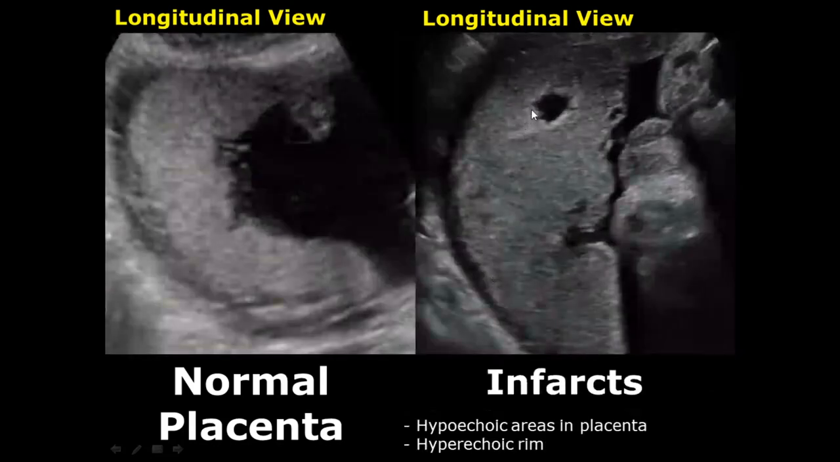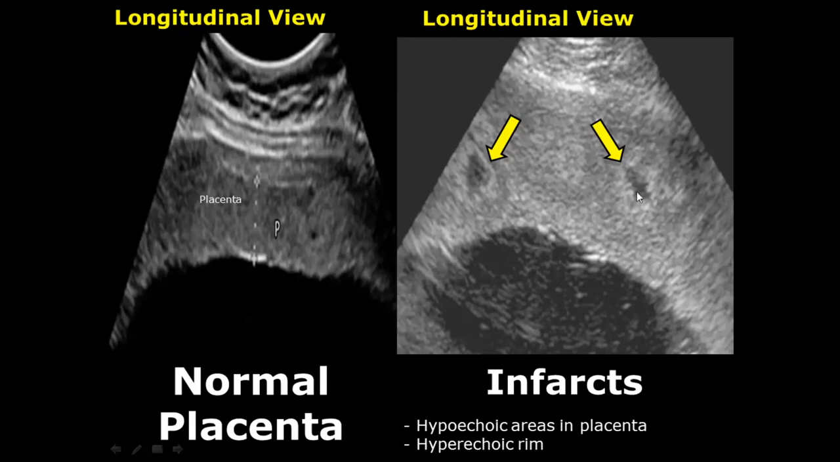Infarcts in the placenta appear as hypoechoic areas, but one distinguishing feature is that they have a hyperechoic bright rim. In this image, you can see two infarcts. They are hypoechoic and have a hyperechoic rim.